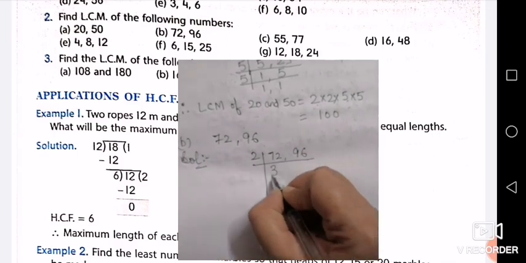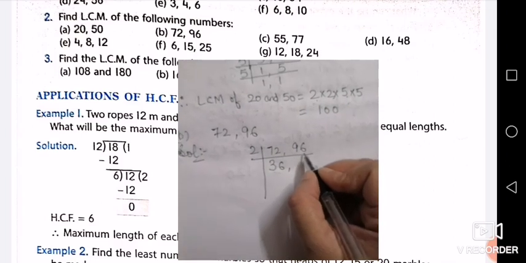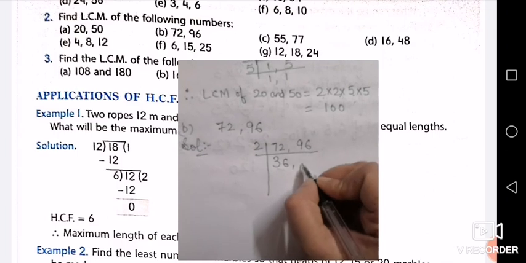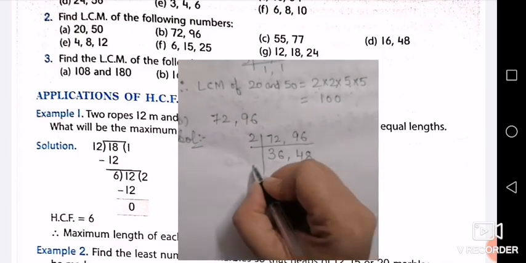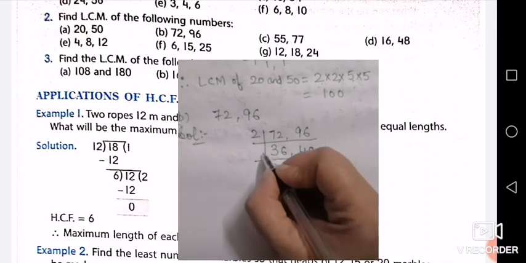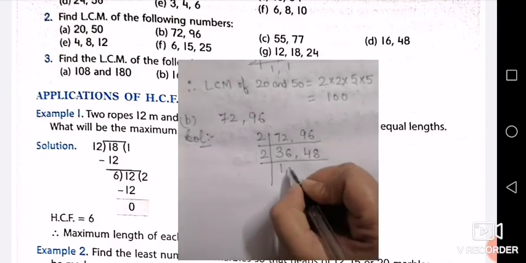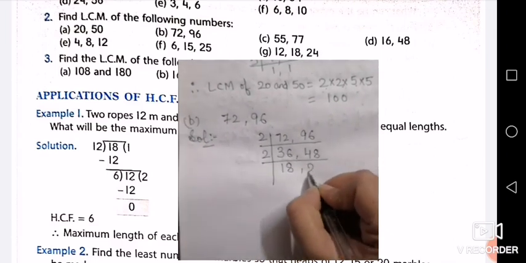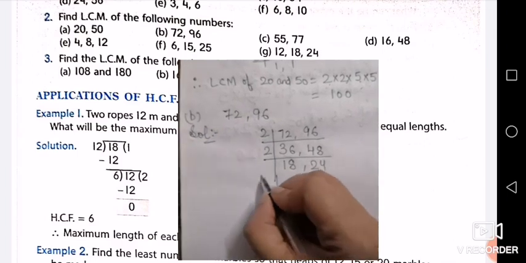Now 2 3s are 6, 2 6s are 12. Now 96 is also divisible by 2 because 6 is an even number. So 2 4s are 8, 2 8s are 16. Again, both the numbers are divisible by 2. 2 1s are 2, 2 8s are 16. Now here 2 2s are 4, 2 4s are 8. Again it is divisible by 2.